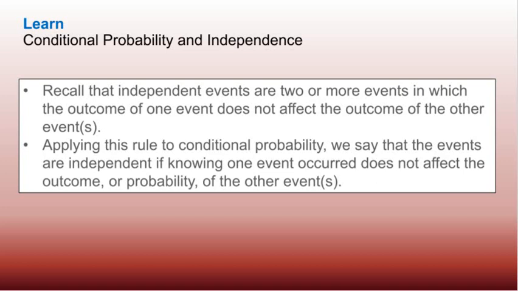Recall that independent events are two or more events in which the outcome of one event does not affect the outcome of the other events. Applying this rule to conditional probability, we say that the events are independent if knowing one event occurred does not affect the outcome or probability of the other event.